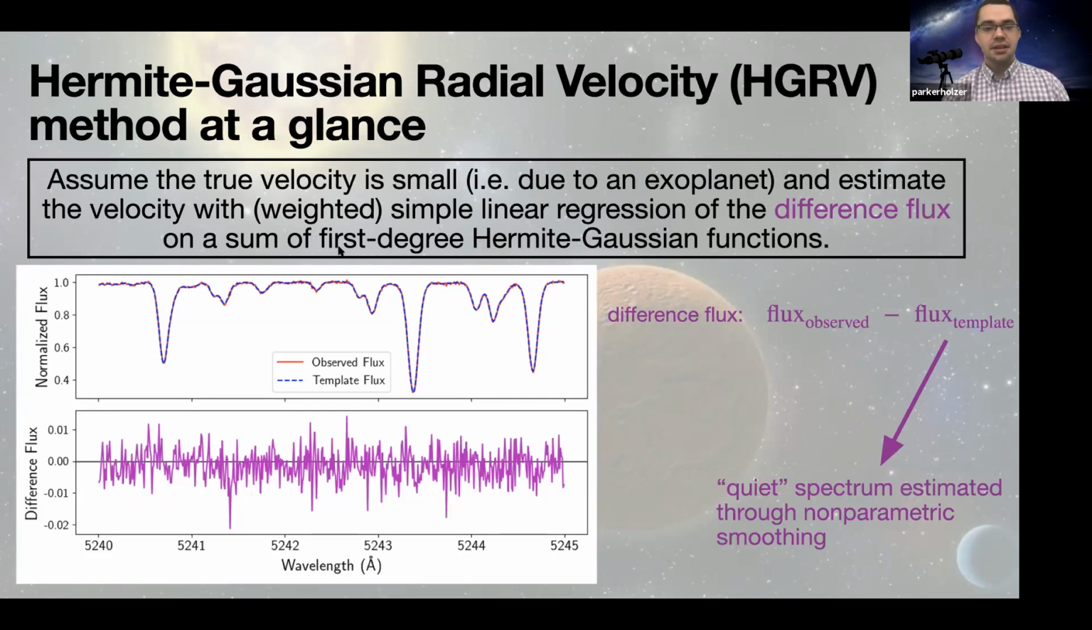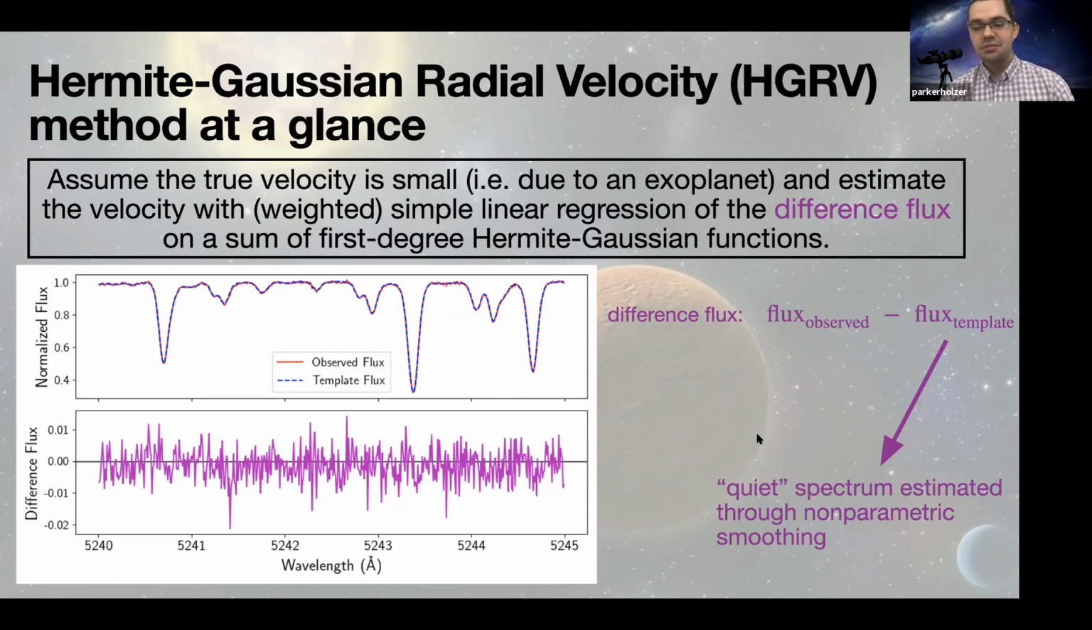And at a glance, it's basically just assuming that the true velocity is small, and that's almost always true for exoplanets. And we want to estimate that velocity with weighted simple linear regression of what's called the difference flux on a sum of first-degree Hermite-Gaussian functions. By difference flux, I mean the flux that we actually observe from a star, which is represented in red in this plot, minus what I call the flux of the template spectrum. And that is represented in dashed blue here.